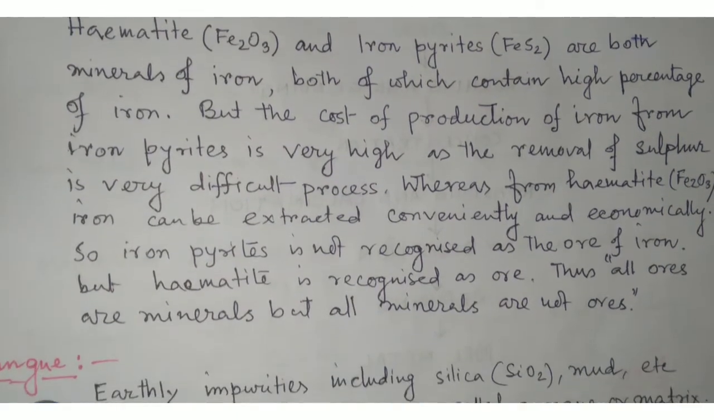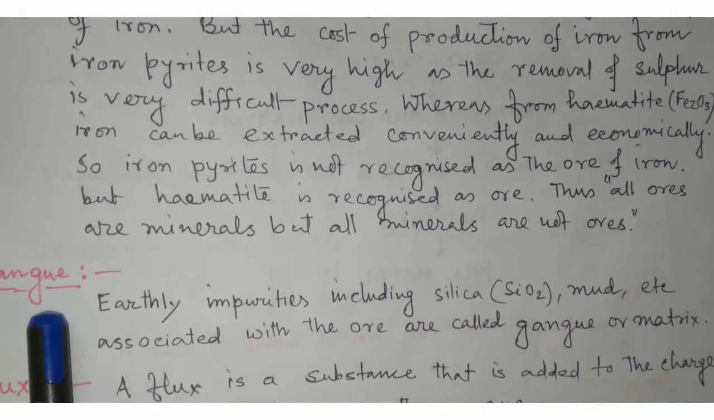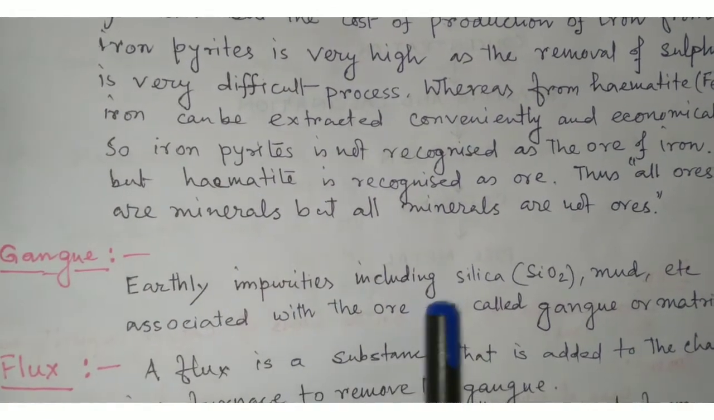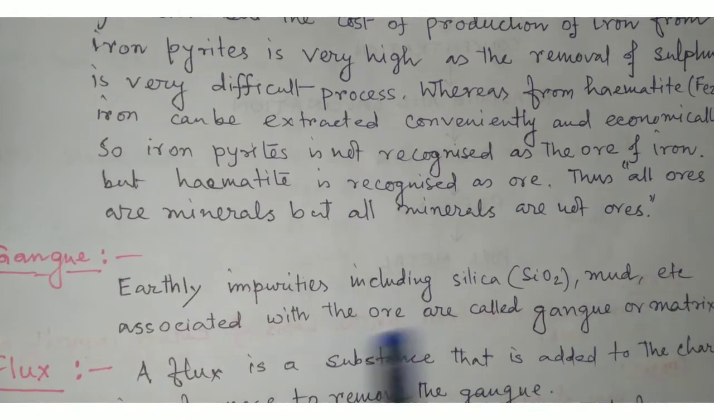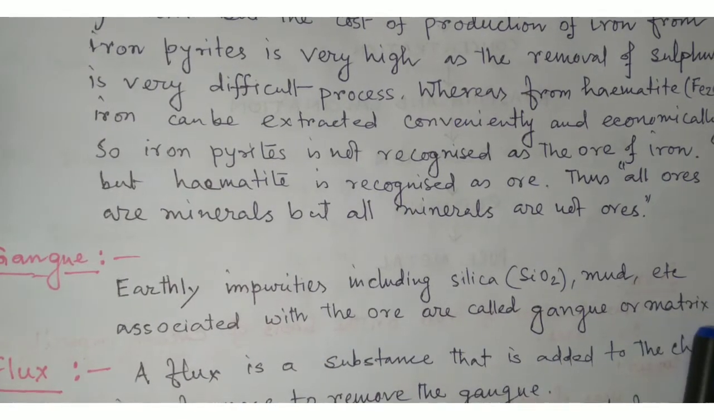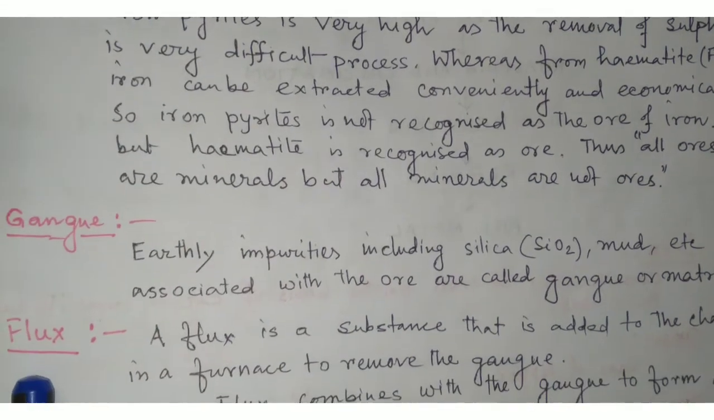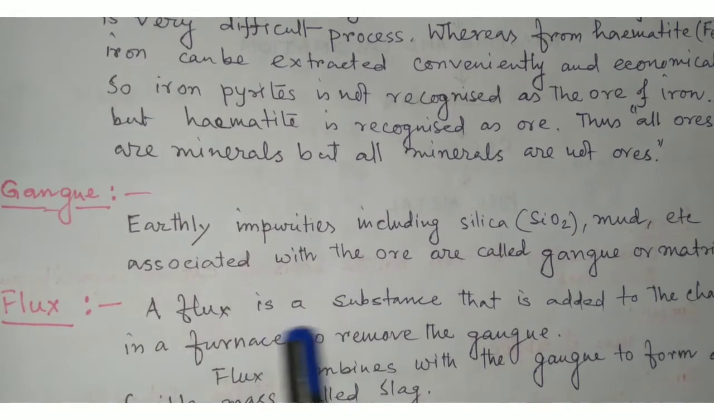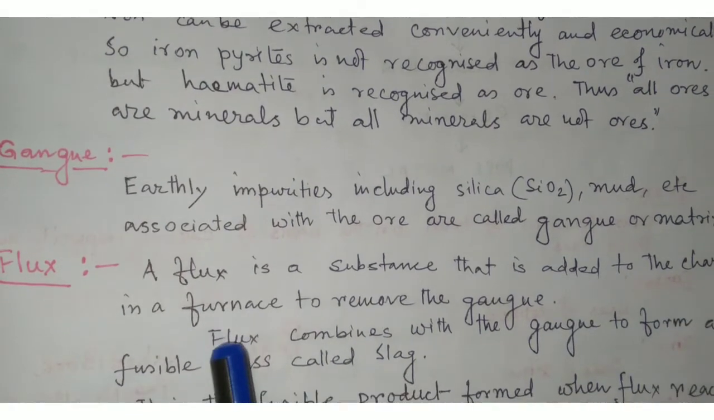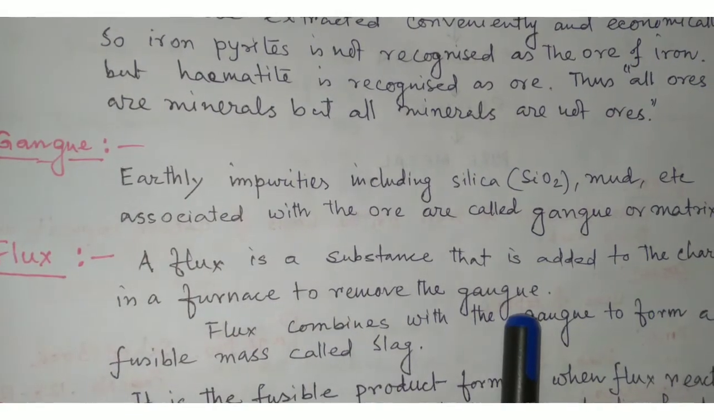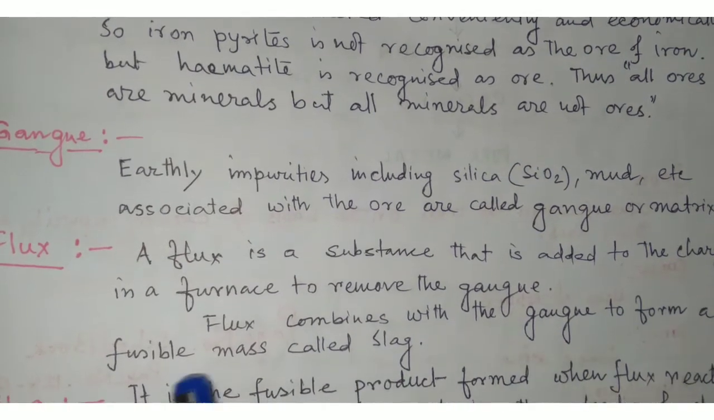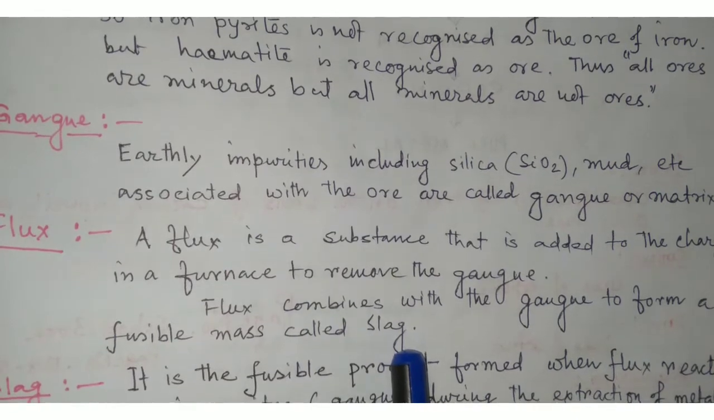Now, another term, gangue. Earthly impurities including silica, mud, etc. associated with the ore are called gangue or matrix. Flux: a flux is a substance that is added to the charge in a furnace to remove the gangue. Flux combines with the gangue or matrix to form a fusible mass called slag.